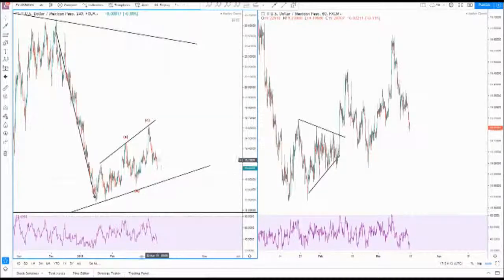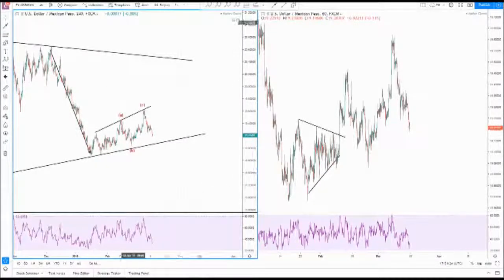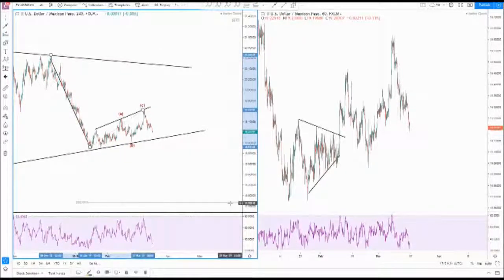But you could probably wait for a break below here and then short it, because I'll probably say that this is your first leg. ABC will be your second, so your third leg is going to be way down here at 18 probably, if we measure that. So if we go straight down from here, 100% is at 1785.